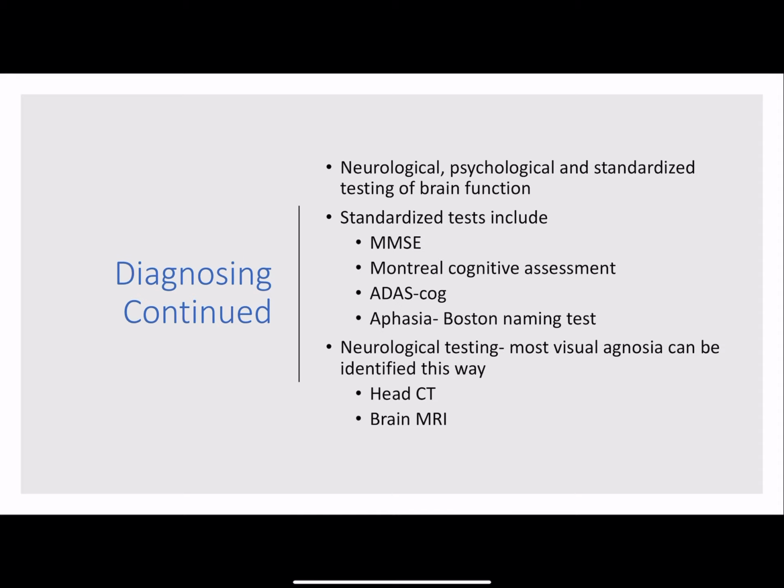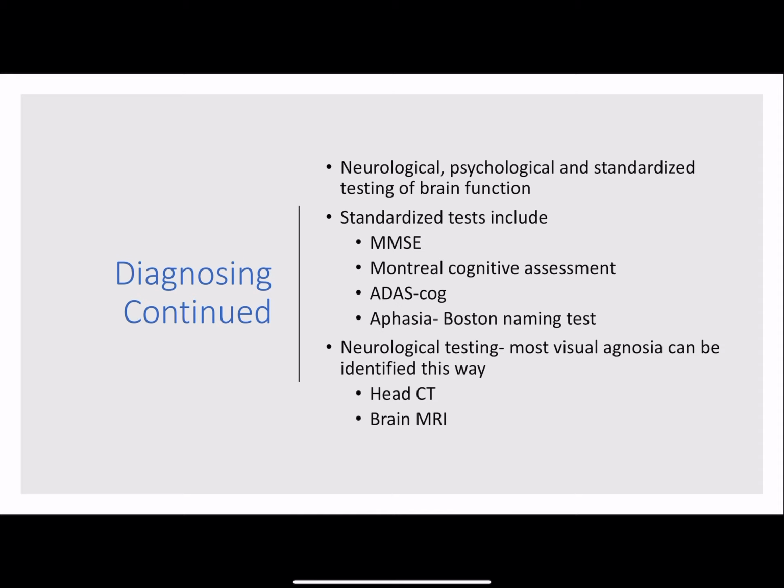So some of these tests include the MMSE, which is the Mini Mental State Examination, and this is a screening test to evaluate cognitive impairment. The next is the Montreal Cognitive Assessment, and it assesses several cognitive domains to look for Alzheimer's, Parkinson's, Huntington's, brain tumors, head trauma, and depression. The ADAS-COG is the Alzheimer's Disease Assessment Scale Cognitive Subscale, and it assesses severity of the cognitive symptoms of dementia. And then the Aphasia Boston Naming Test measures word retrieval in individuals and their comprehension of it.